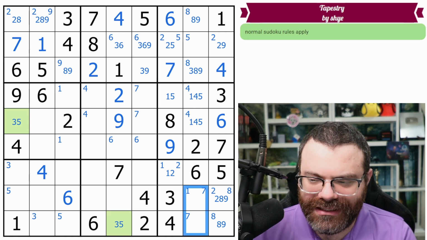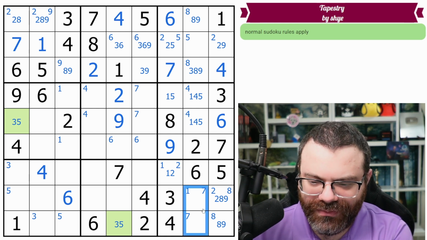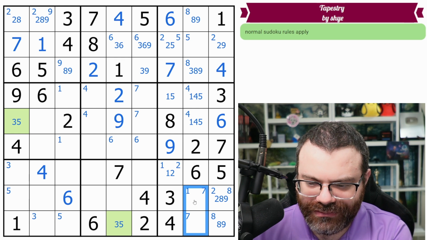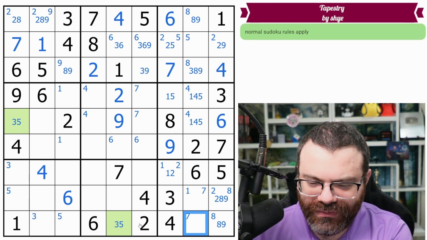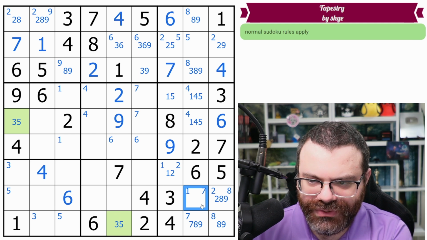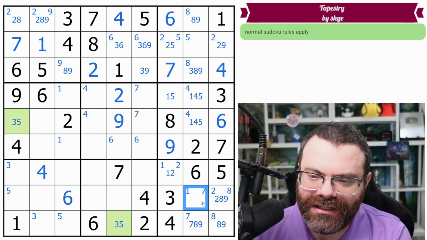I don't know, but I feel like I need to pencil these. I feel like these are limited. We need 1, 2, 7, 8, 9. This isn't 1 or 2, so this is 7, 8, 9. This is not 2, so this is 1, 7, 8, 9. That's not worth marking.